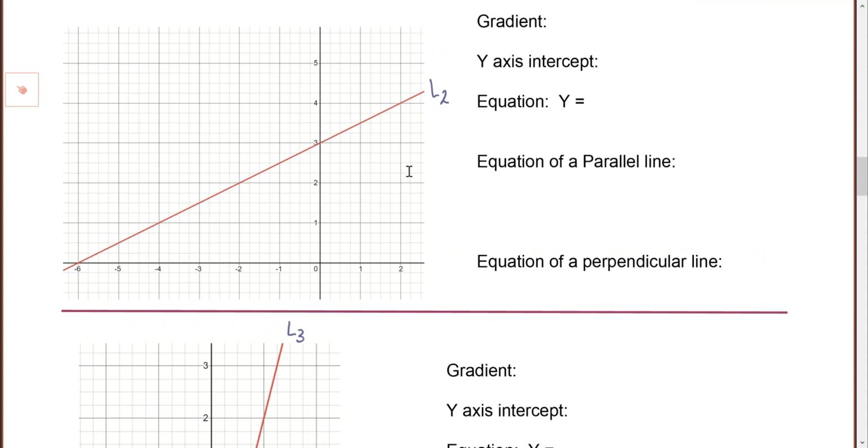So what I'll do, so you can check your answers off as well, is there anyone that would like to tell me what the equation of this line is? Line 2, L2. So the x-axis intercept is at positive 3. Okay, the gradient is rise over run.